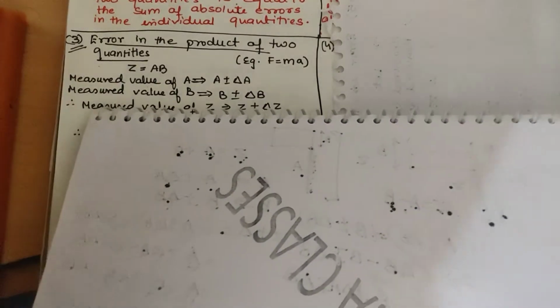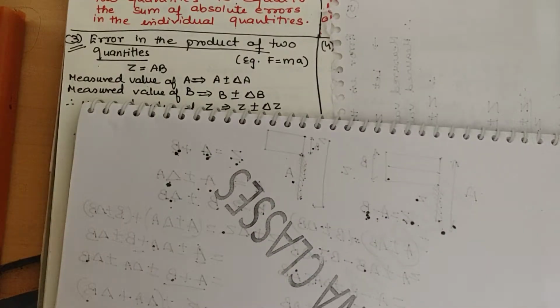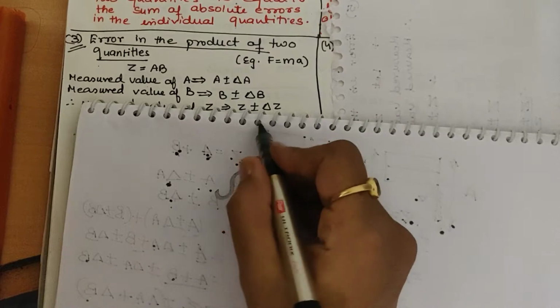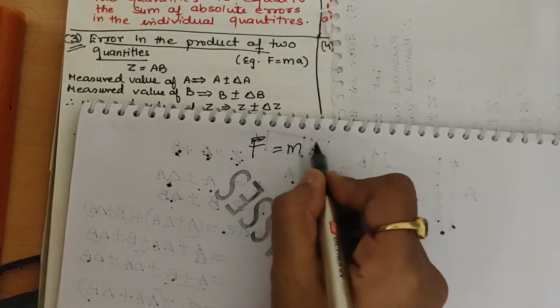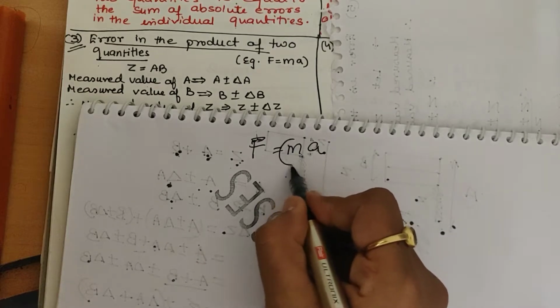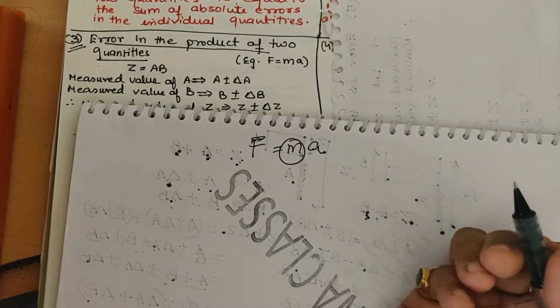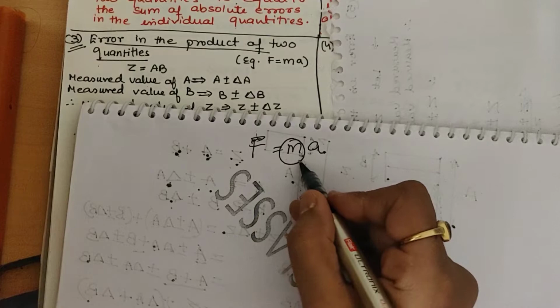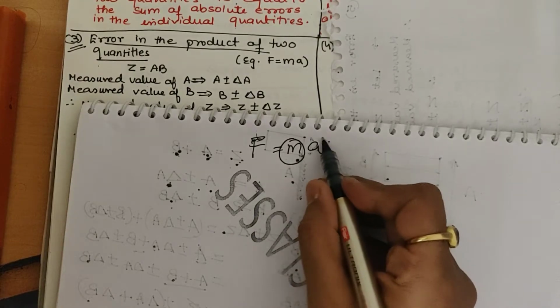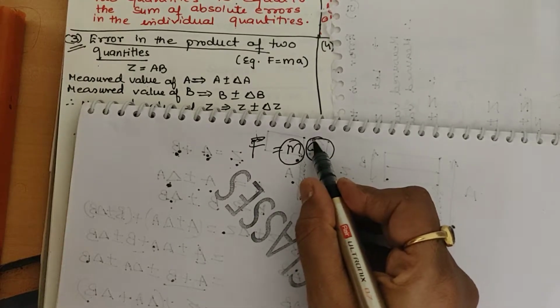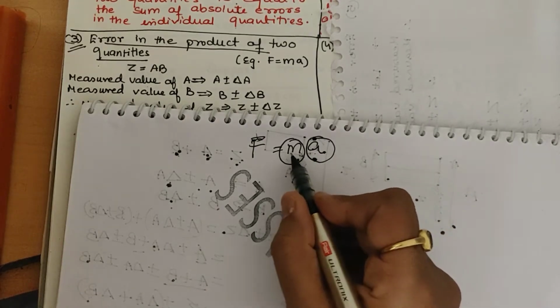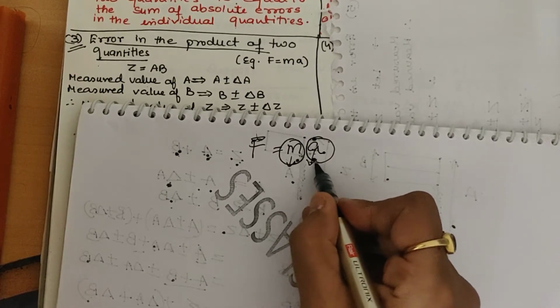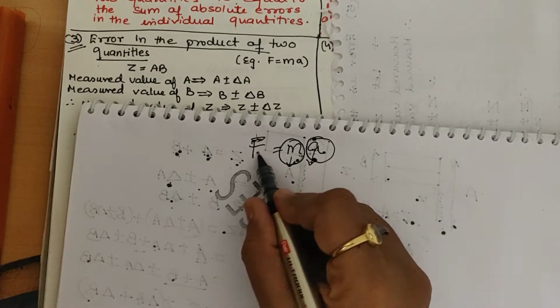Come on, we will start with the next topic, that is error in the product of two physical quantities. Suppose we deal with the formula F equals ma. When you measure the mass of an object, there must be some error in the mass. And if you find the acceleration of that object, there must be some error in the acceleration also. So definitely error in mass and error in a will create error in force also.